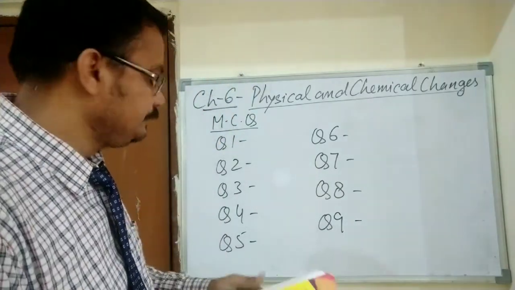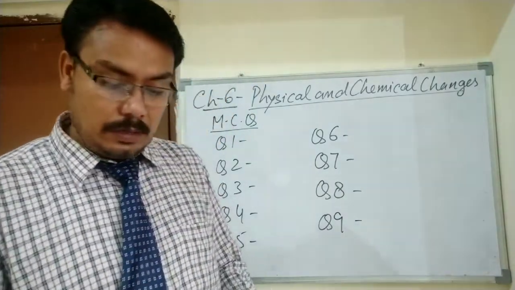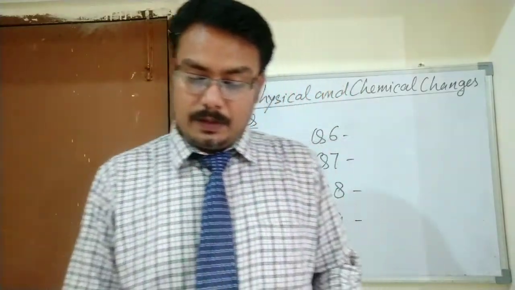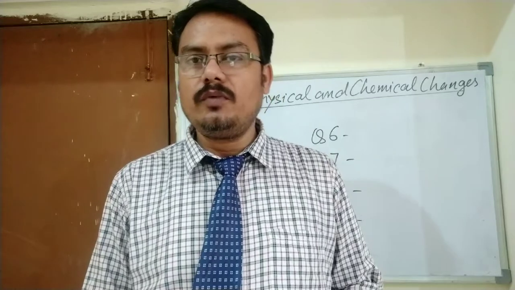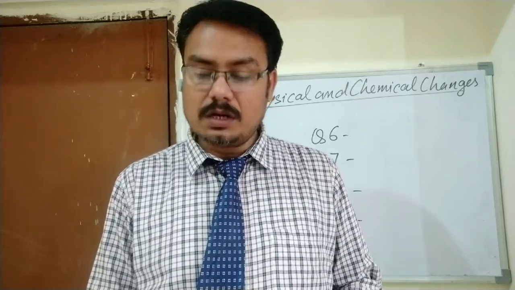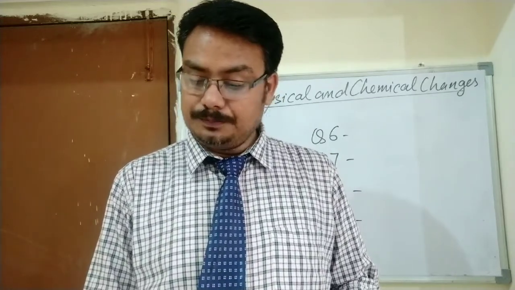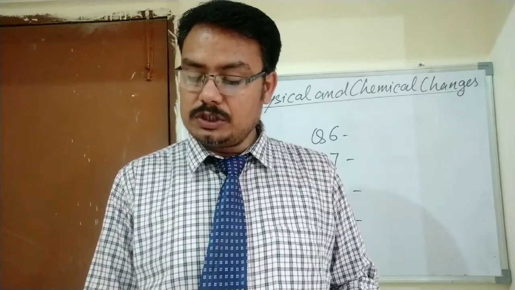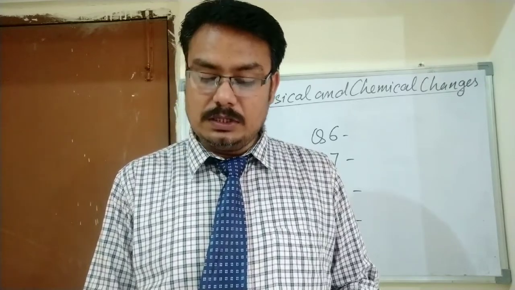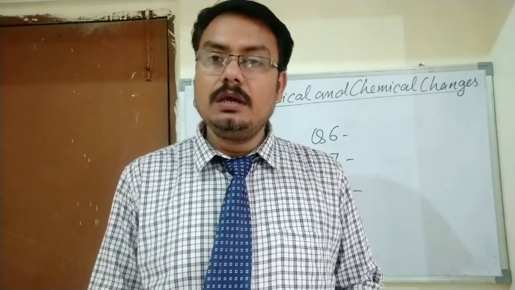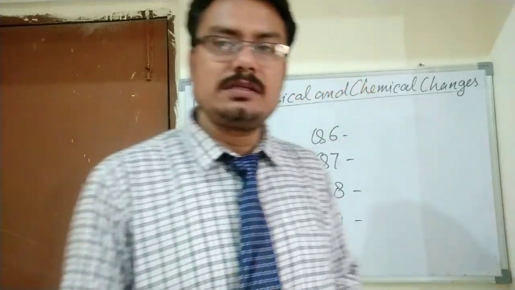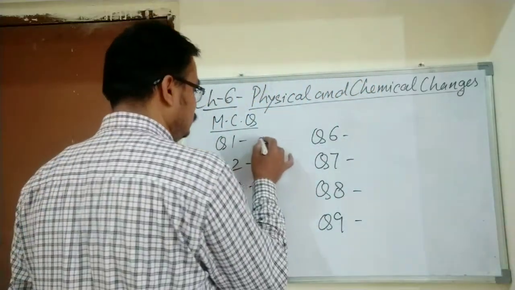So students, now start. I'm just explaining the questions. Which of the following is a physical change? The question is, which of the following is a physical change? The options are A, rusting of iron, B, combustion of magnesium ribbon, C, burning of candle, and D, melting of wax. So students, D, melting of wax is the correct option.